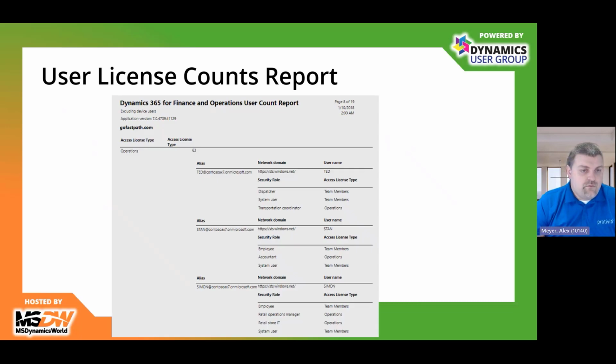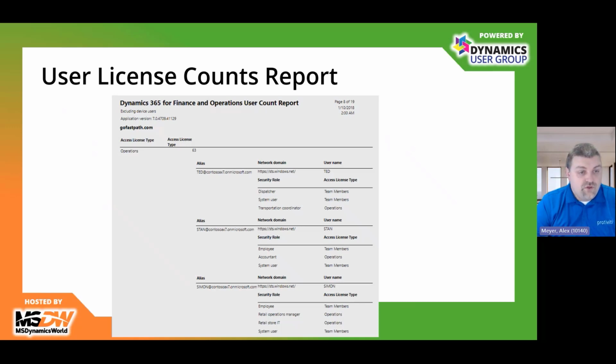But what happens is that once this report is executed, it'll actually go out and look at all of the roles assigned to each user and determine the license requirements for that role, and then look to see what's the highest level license requirement for those users, and then group those together. So in this case, we have 63 operations level users. And you can see that broken down by each user, the roles that they're assigned and the license requirement for those.